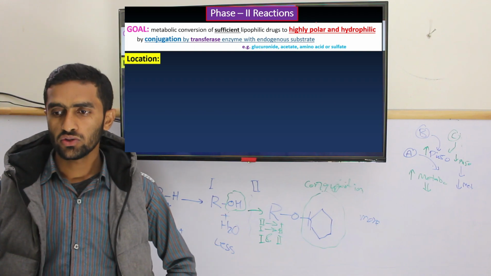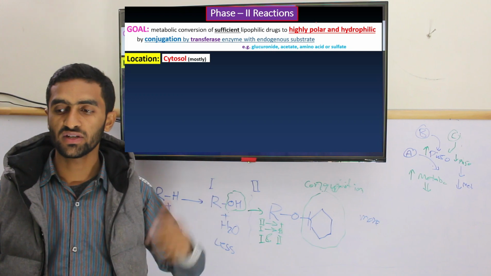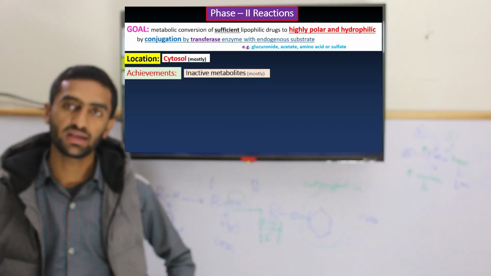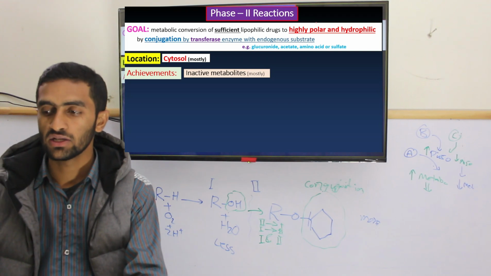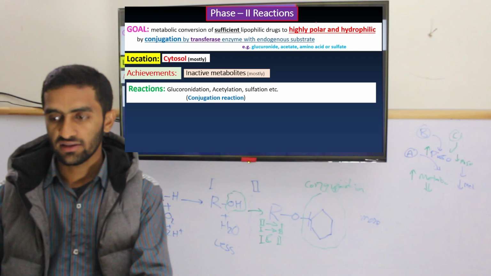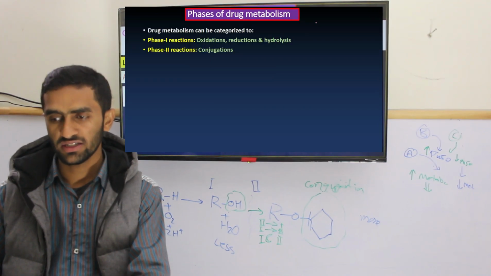What is the location? The location is the cytosol, whereas for phase 1 the location was the endoplasmic reticulum. What is the achievement? Most of the time, we inactivate the metabolite, so that it can be excreted easily. The reactions glucuronidation, acetylation, and sulfation are all conjugation reactions.